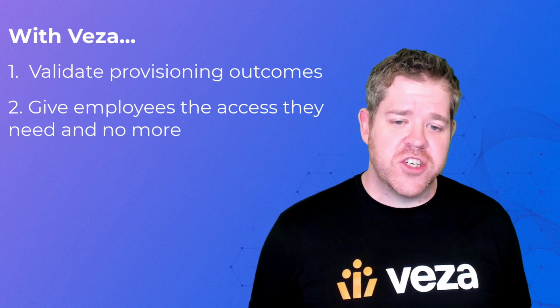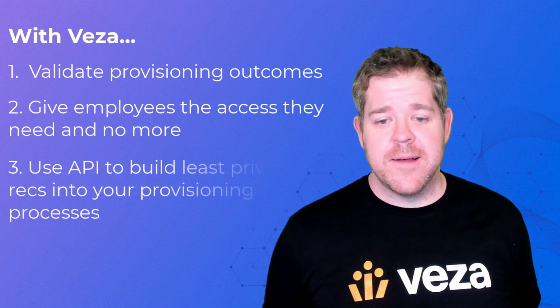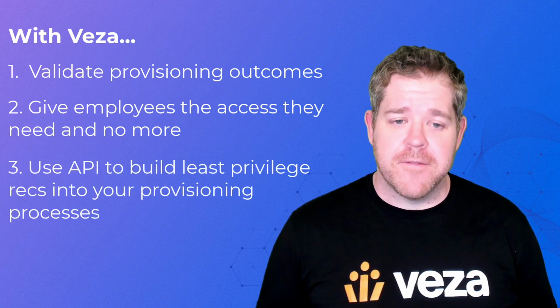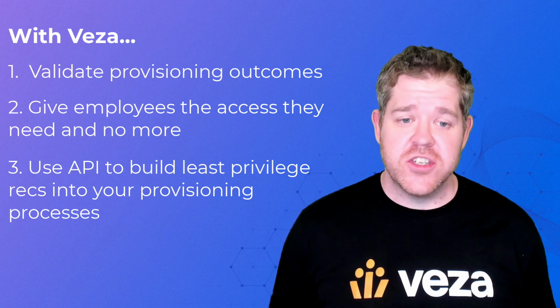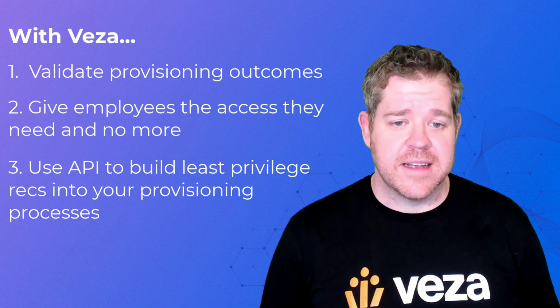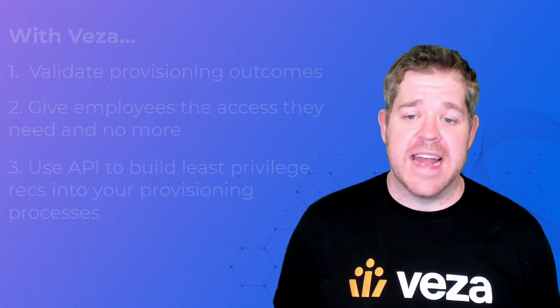And by the way, while I've shown you this example using the Veza UI, these queries are all available via API, and we've had customers build this process into their provisioning processes to automatically recommend a least privilege group for any access request.